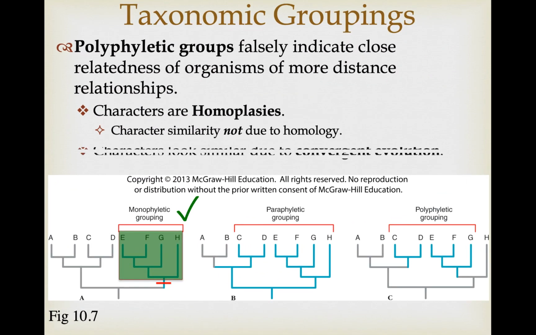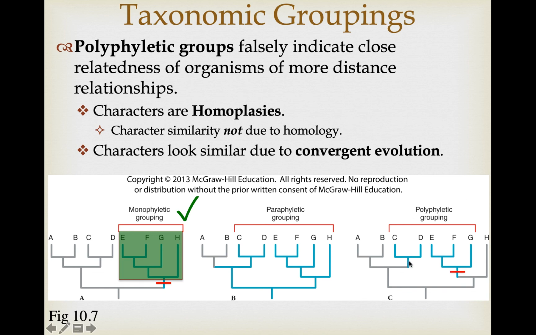So we don't want to do that, and we also don't want to make polyphyletic groups. Polyphyletic groups are put together when you are comparing apples and oranges when you think you really just have two sets of apples. The characters in this case are what we call homoplasies. These are characters that are not due to homology. They're not due to common ancestry. They just kind of look the same because they've evolved through a process of something like convergent evolution.